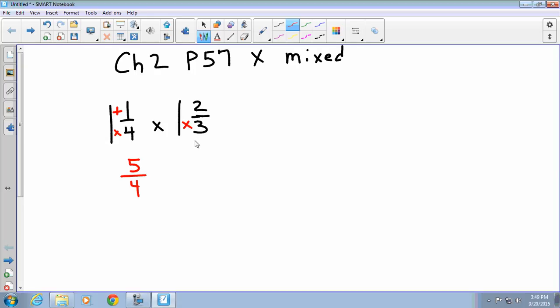Over here, same thing. We're going to times 1 times 3, and then add the 2. 1 times 3 is 3, plus 2 is 5, and that is going to be written all over 3. Notice the denominators stay the same: 4 on the bottom, 4 on the bottom, 3 on the bottom, 3 on the bottom.